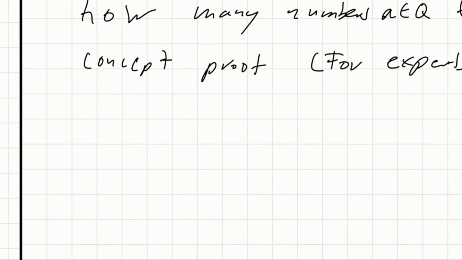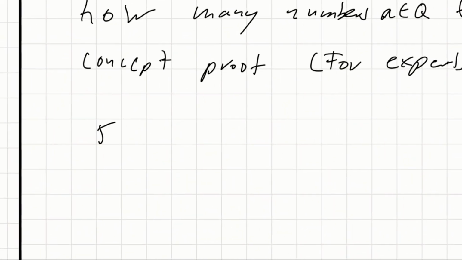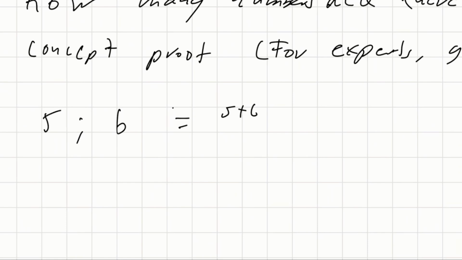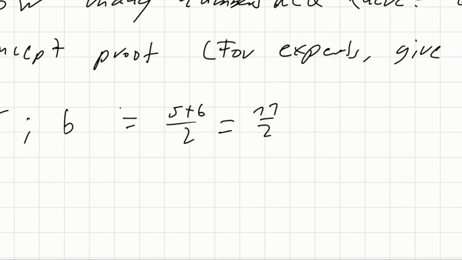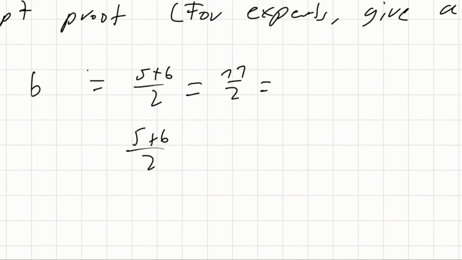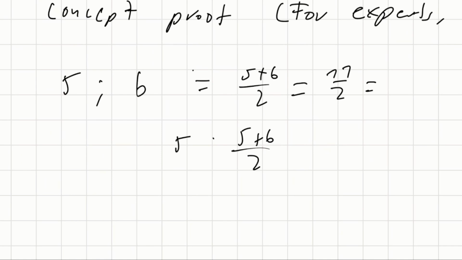So for the concept proof, let's say we've got 5 and 6. These are our two integers. We could say 5 plus 6 divided by 2 gives us something. So this gives us 11 divided by 2, which is 5.5. So we know 5 plus 6 divided by 2 is bigger than 5, but smaller than 6.